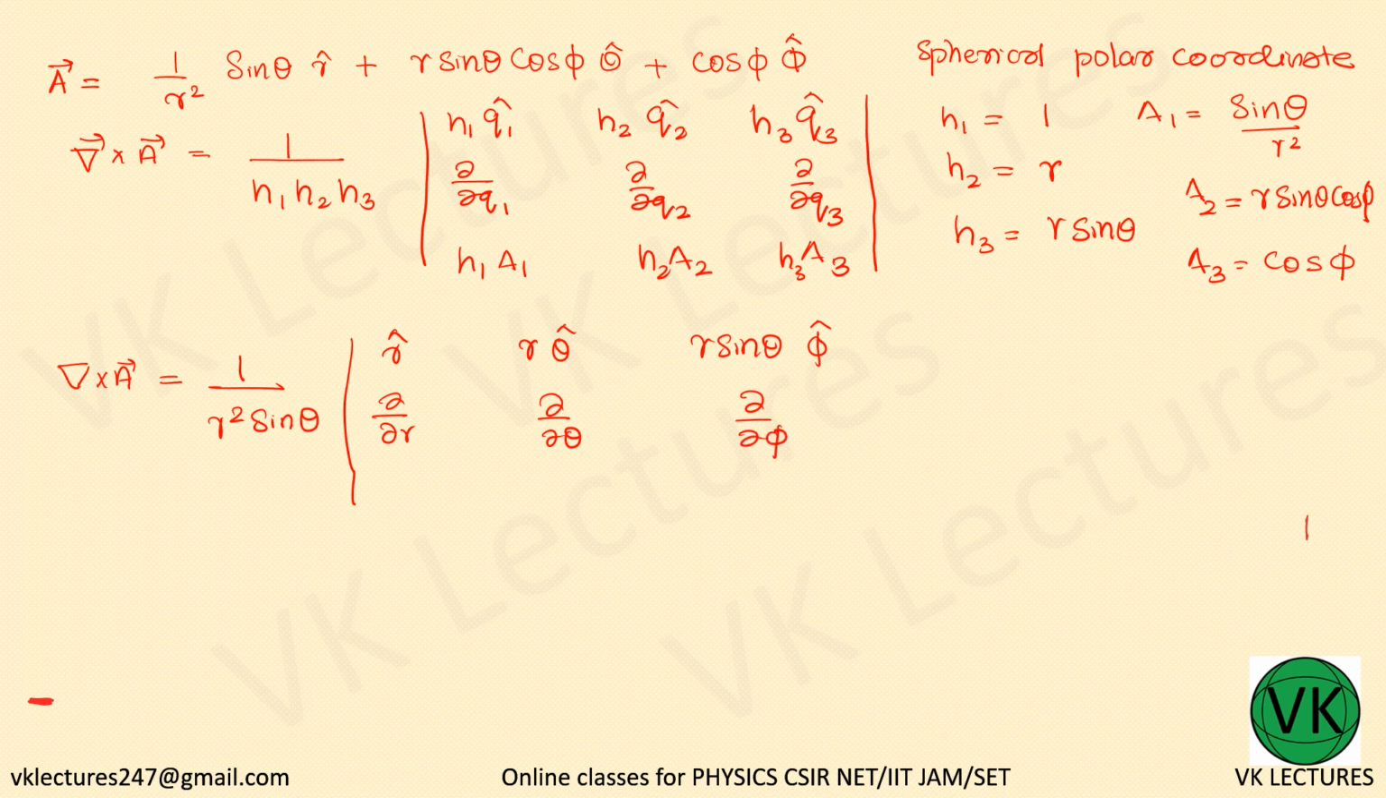Then the third row: h1 into a1, so h1 is 1, a1 is sin theta by r square; h2 is r times a2, a2 is r sin theta cos phi. Then you have the third component, h3 is r sin theta into a3 is cos phi.